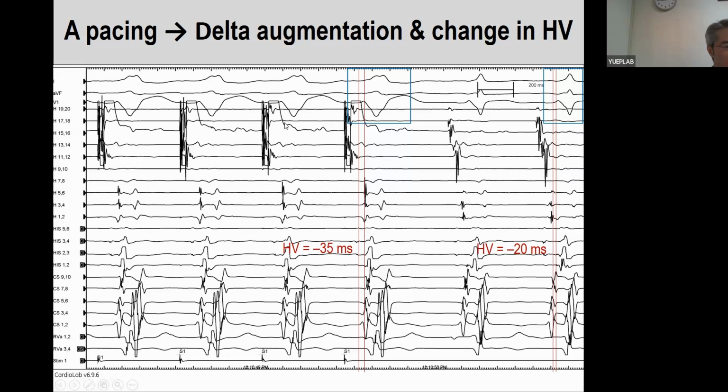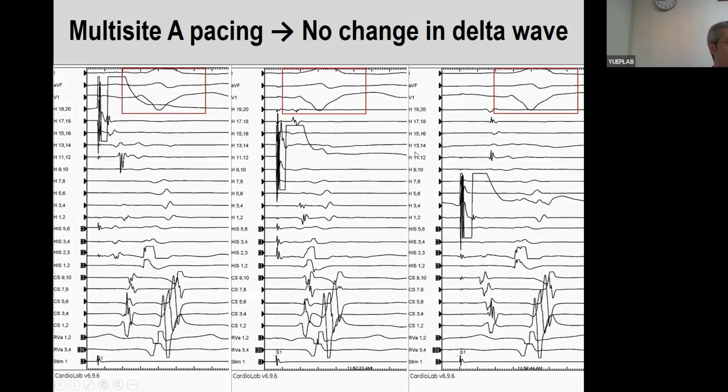Let's compare this delta wave with the sinus rhythm delta wave. Also, the HEV interval is more negative during A pacing. This is the His, and the onset of QRS is here. We conduct multi-site A pacing: high atrium, low atrium, and left atrium pacing. Even with multi-site A pacing, the delta wave morphology does not change.